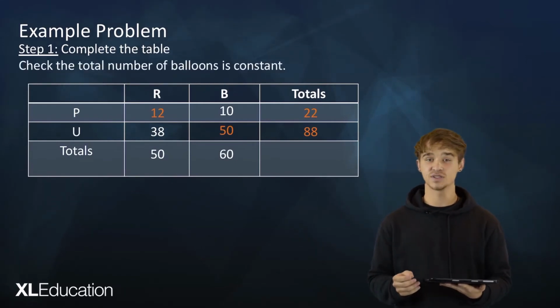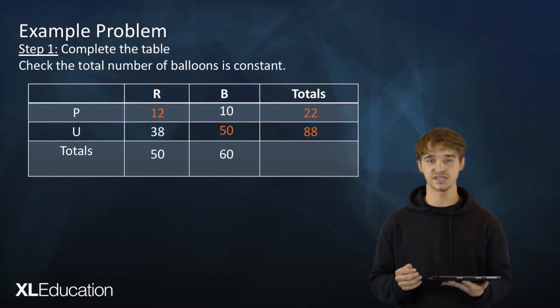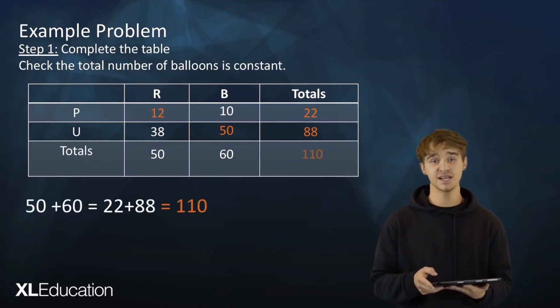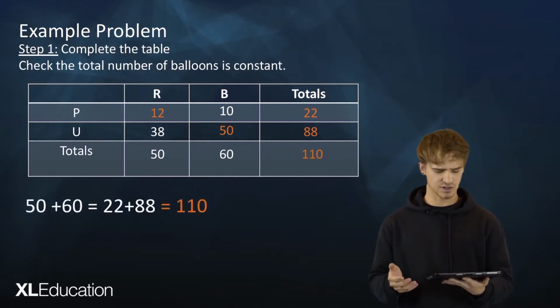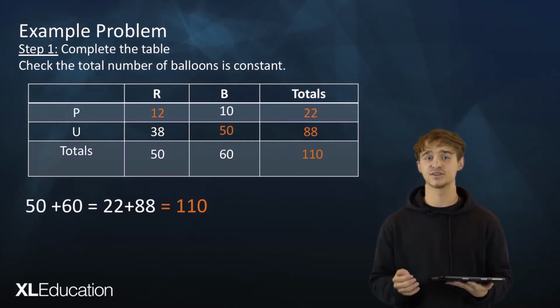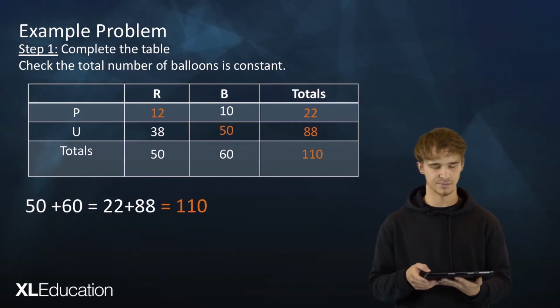It is always important to check that the total number of balloons is constant. That being said, our total number of red plus our blue balloons should equal our total number of popped and unpopped balloons, as is consistent throughout all contingency table examples. Now that we've set up our contingency table, it's time to answer the questions. Let's take a look at the first question.